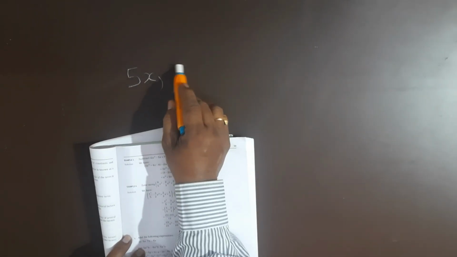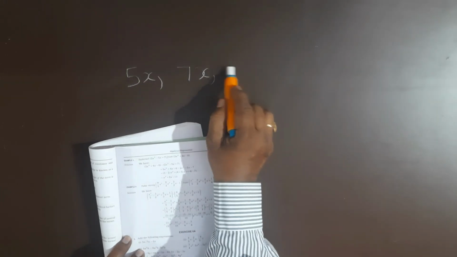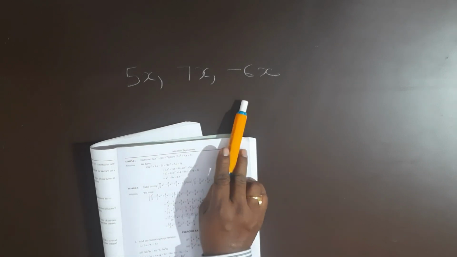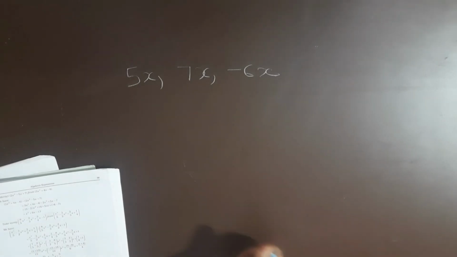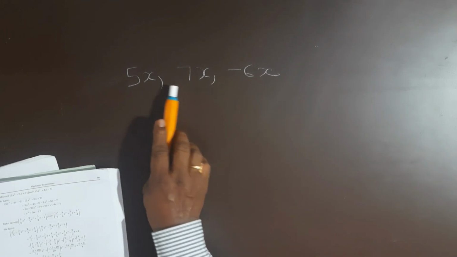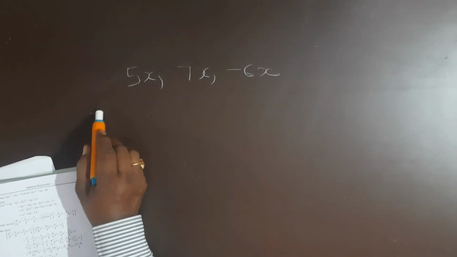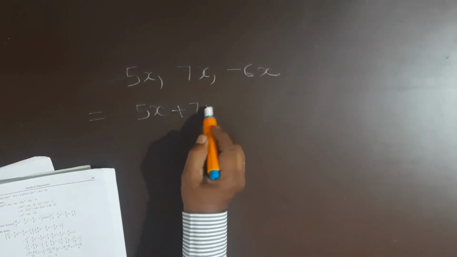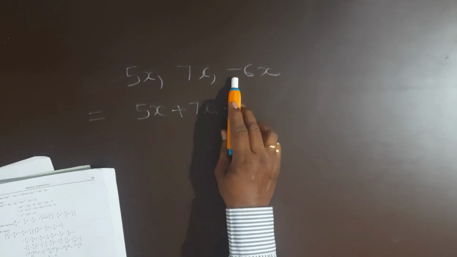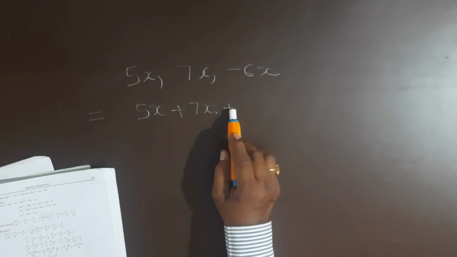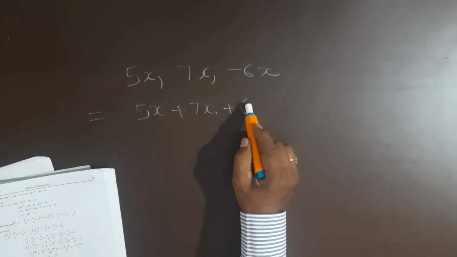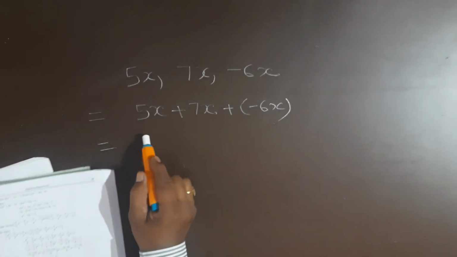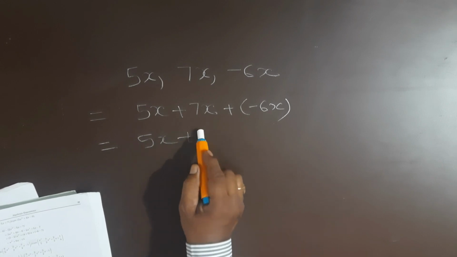5x, 7x, minus 6x. What we have to do is add all these three. How? Wherever commas are there, we will put a plus sign. First we will write: is equal to 5x plus 7x plus. See here we got one more sign, and two signs at a time you cannot write. So you can separate them by giving a simple bracket.